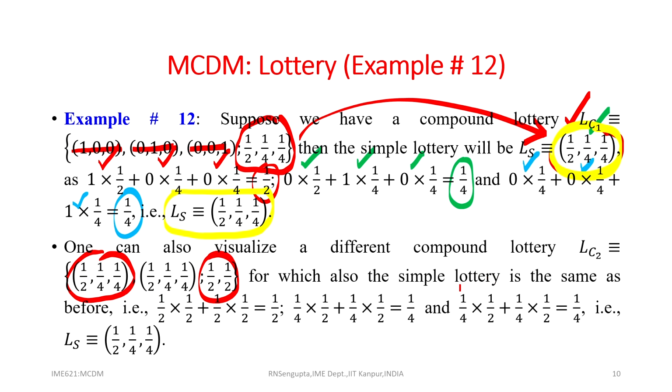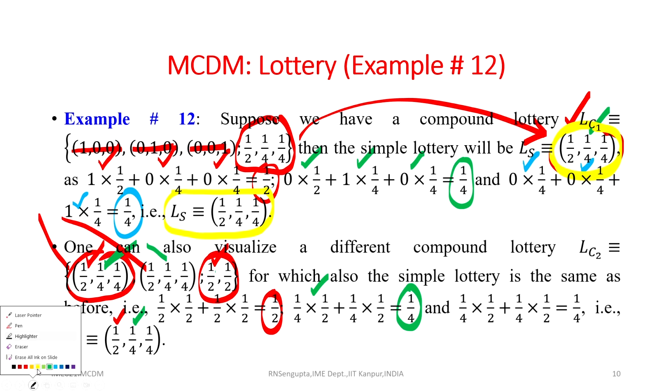So the simple lottery in this case would be half into half, which gives me half as the first term. The second value would be 1/4 into half plus 1/4 into half. So these values are going together. In the first case, these values were going together too. So if it is half into half, which are the probabilities alpha 1 and alpha 2, plus half into 1/4, that will give me the value of 1/4, which is the second arm. And if I consider the third output combination, I am using the color yellow in order to differentiate.